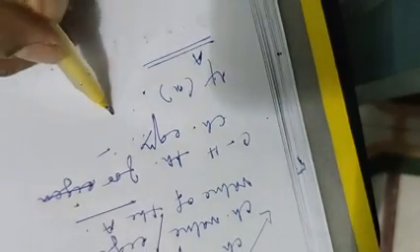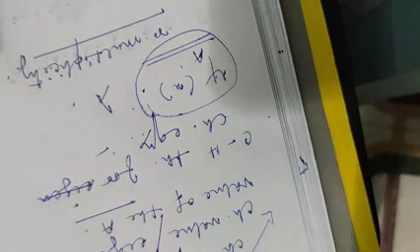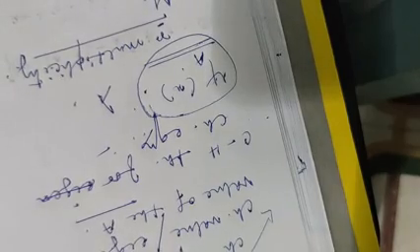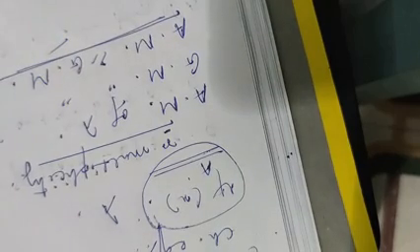Now suppose lambda is a root of the characteristic polynomial of multiplicity r. That means lambda is an r-fold root of the characteristic polynomial of a matrix A. Then r is called the algebraic multiplicity of lambda. Similarly, we can also define the geometric multiplicity of lambda, and we know that the algebraic multiplicity is always greater than or equal to the geometric multiplicity. This is also another important theorem.